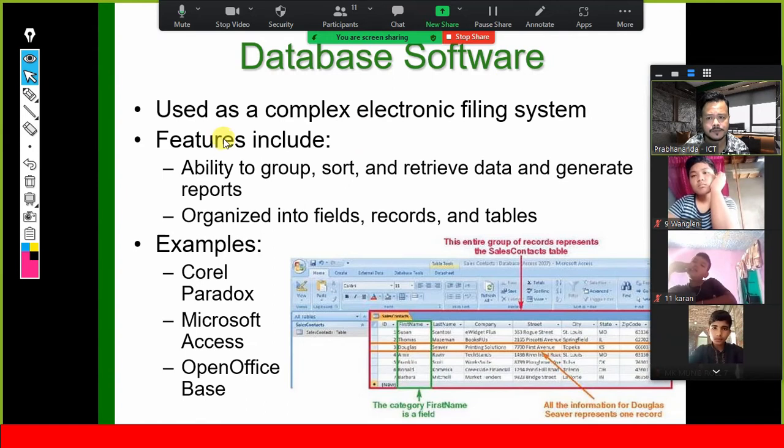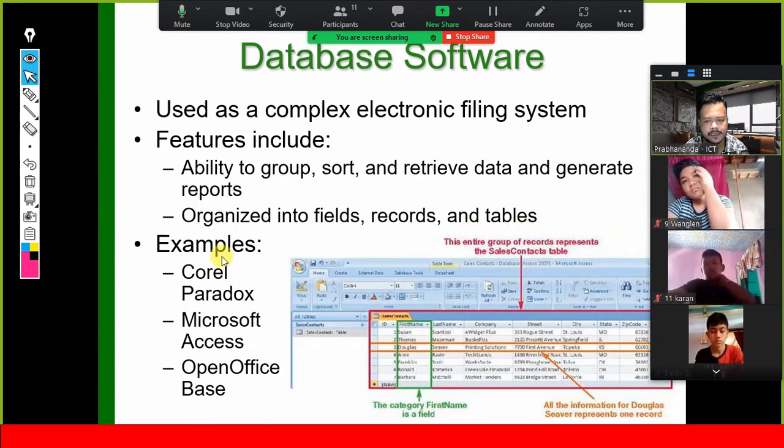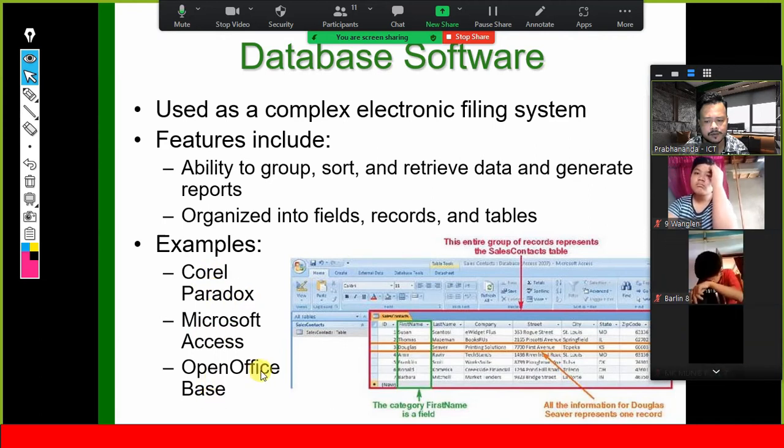Database software is used as a complex electronic filing system. Features include the ability to group, sort, and retrieve data and generate reports. Data is organized into fields, records, and tables. Examples: Corel Paradox, Microsoft Access, OpenOffice Base. Some of the database software are Oracle, MySQL, and FoxPro. These are some examples of database software.